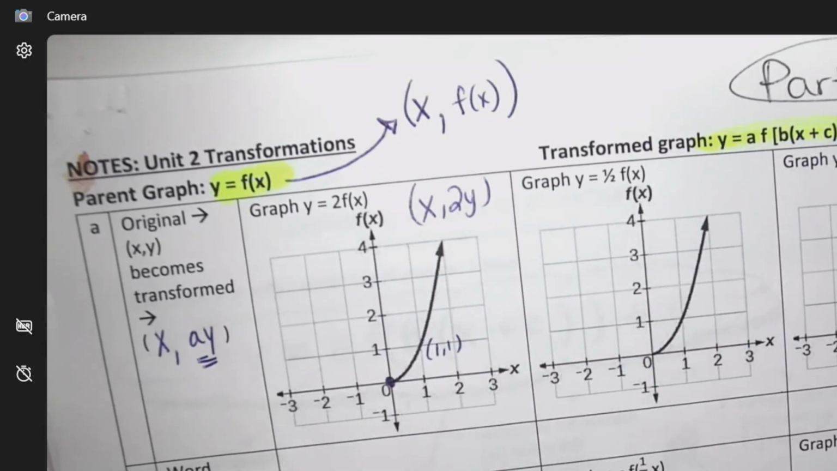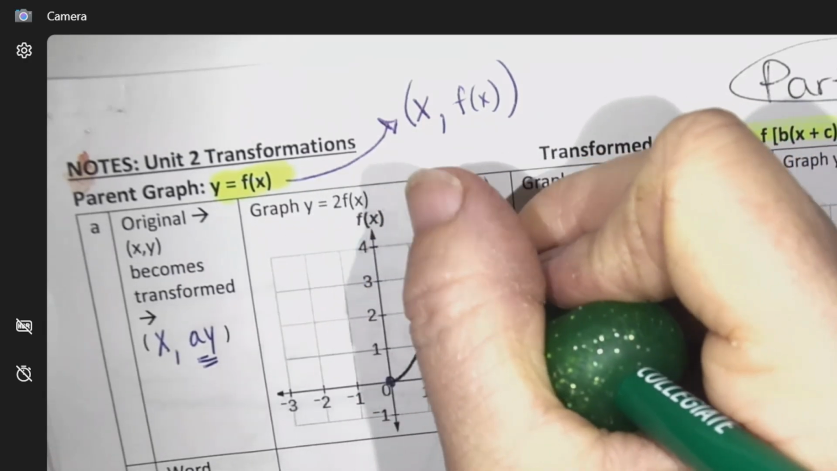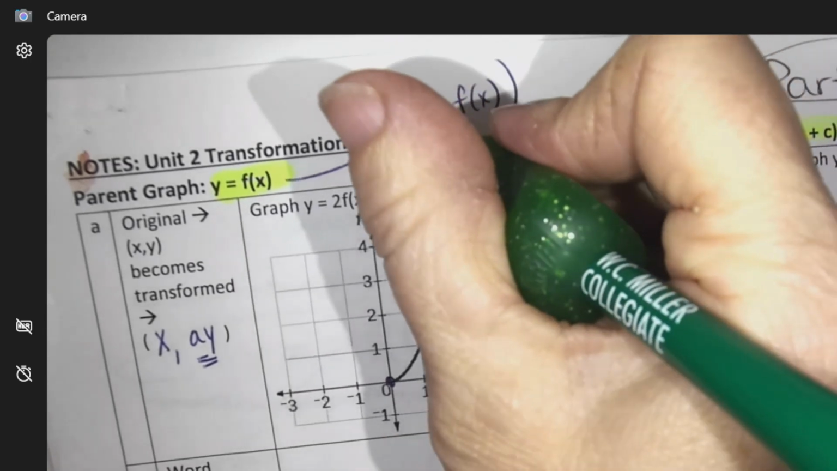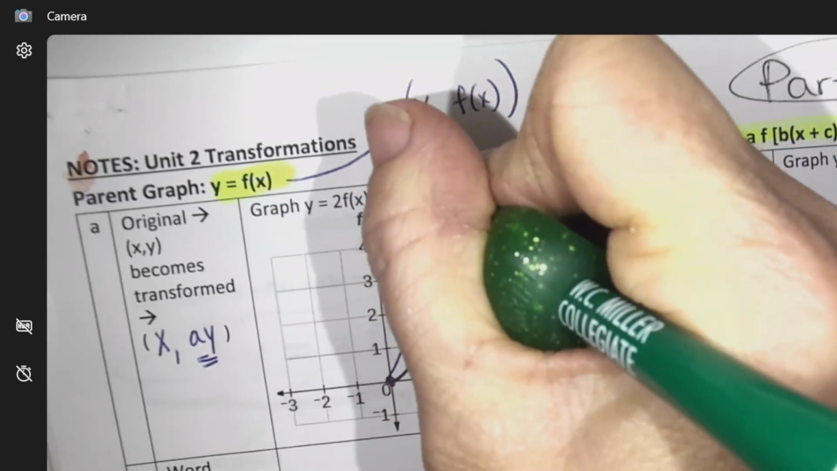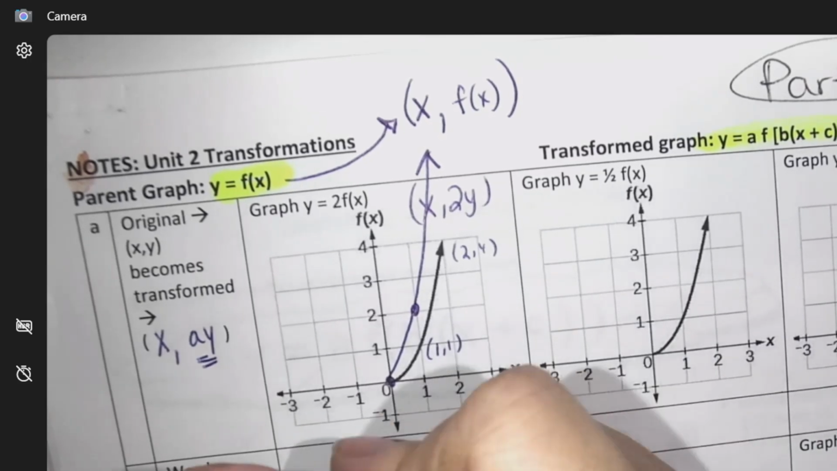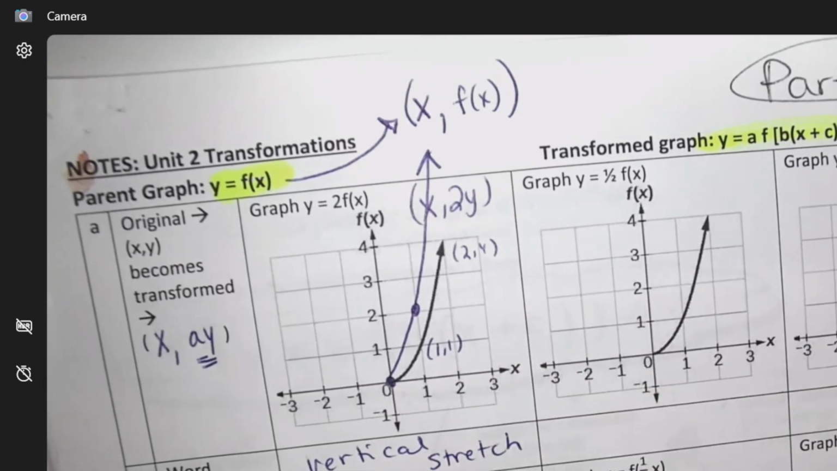Where should I put it now, though? 1, 2. This coordinate is 2, 4. Where would it go? 2, 8. Okay. The word for this was called a vertical stretch. The word for that was called a vertical stretch.